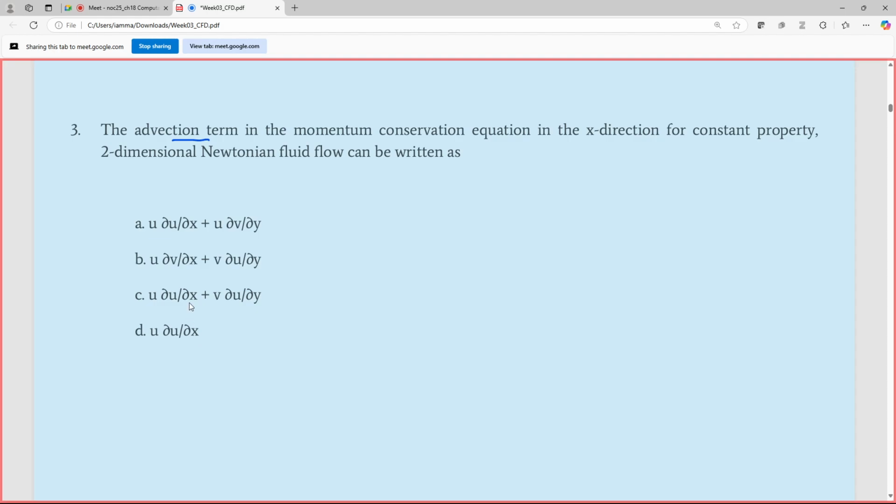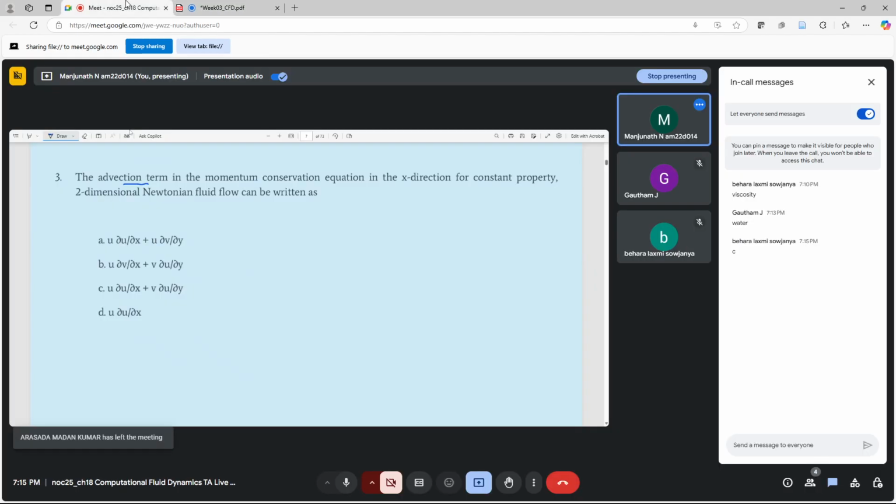So, which among the following is the advection term in the momentum conservation equation or momentum equations and in the x direction momentum equation? A fairly simple question. You can inbox your answers.